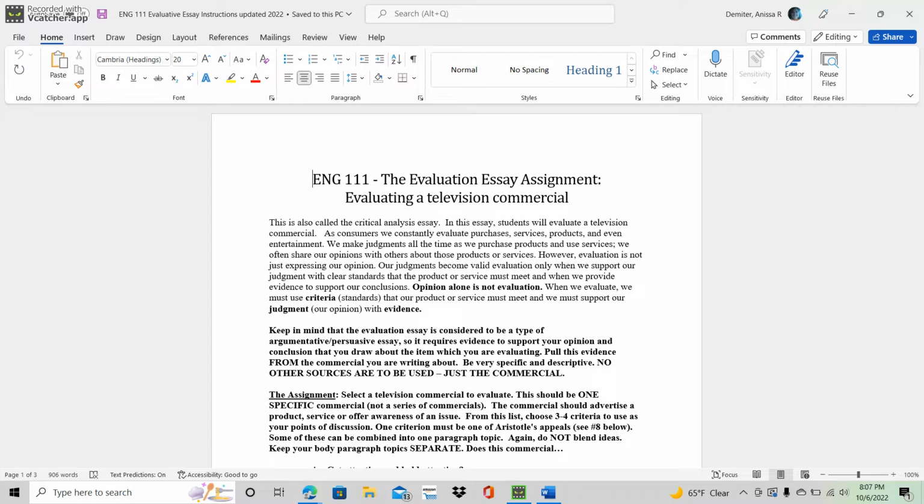You get to choose the commercial you want to focus on. It can't be a series of commercials or a company by itself. It needs to be a specific commercial. So, for instance, if you're going to write about Allstate, an Allstate commercial, it needs to be a specific commercial that you can actually name. And that will be the focus of your essay, is trying to determine if it's an effective commercial or not.